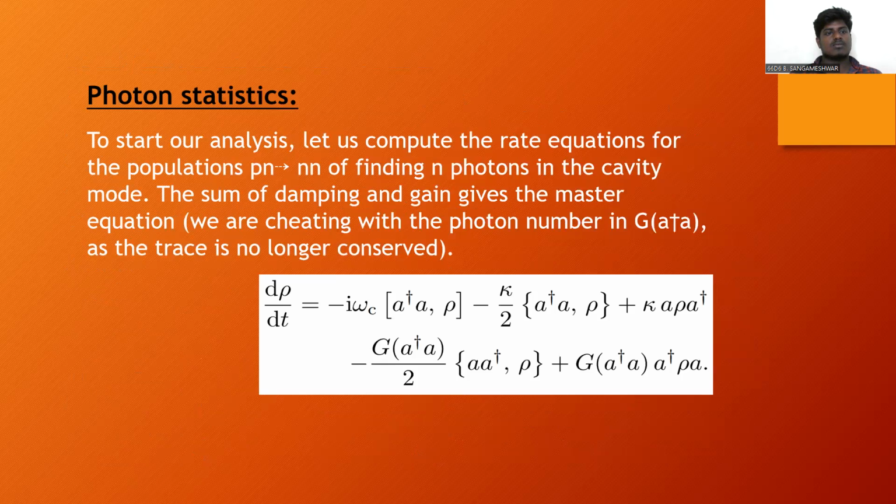Photon statistics. To start our analysis, let us compute the rate equation for the populations p_n, the probability of finding n photons in the cavity mode. The sum of damping and gain gives the master equation. We can then see the photon statistics derivation, how it was derived and how it was used in the laser.